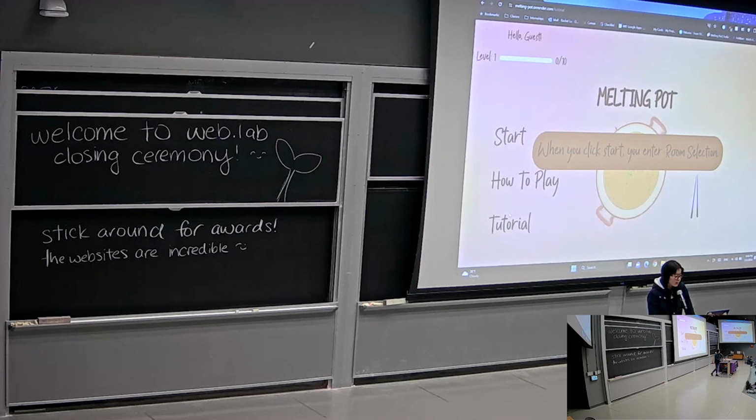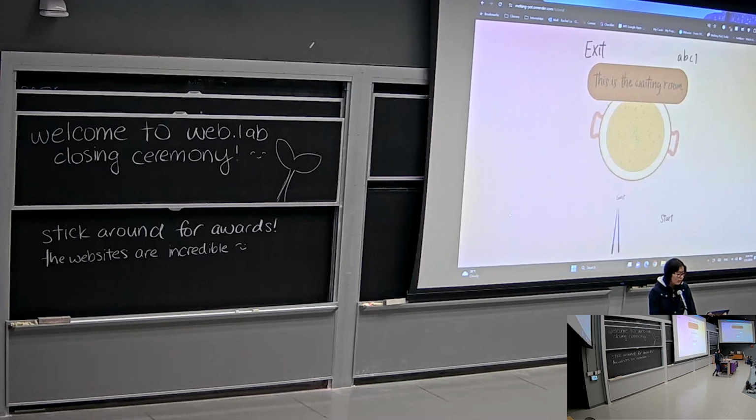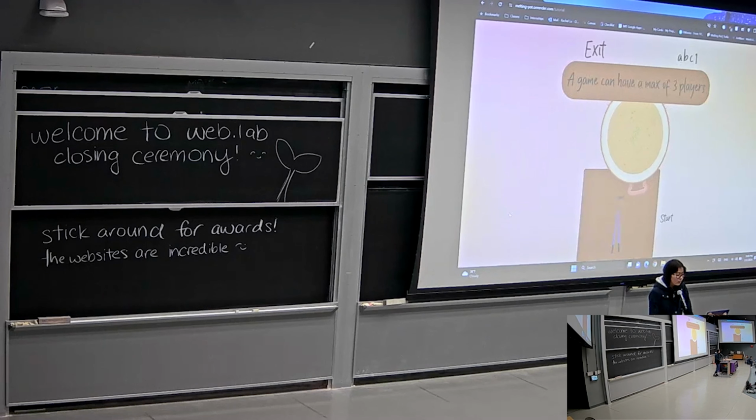And then when you click Start, you can enter room selection, and this is where the multiplayer capability comes in. You can either create a room or join an existing room, and I'll quickly show you how single player works through the tutorial. So you create the room, and this is your game code. And down here will be where the players in the current room are.